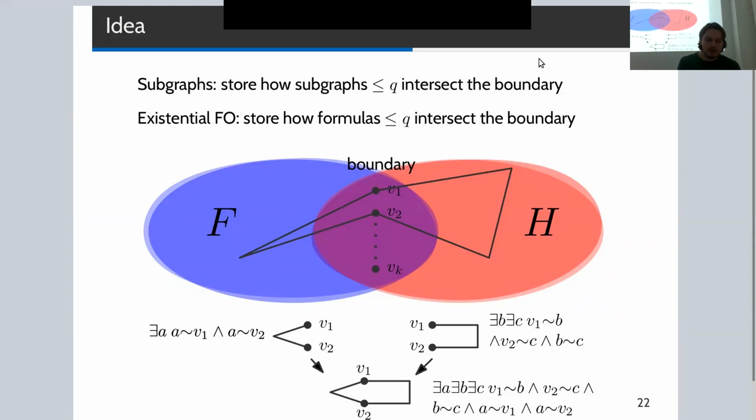So we can have a formula like this. There exists a vertex A, and A should be adjacent to V1, and it should be adjacent to V2. So this stores the same kind of information that we did before with the subgraph. It basically stores that there is this path of length 2 from V1 to V2. So we're going to store these first order formulas. We don't need to store all of them, just the short ones. And we can specifically talk about the vertices in the boundary.